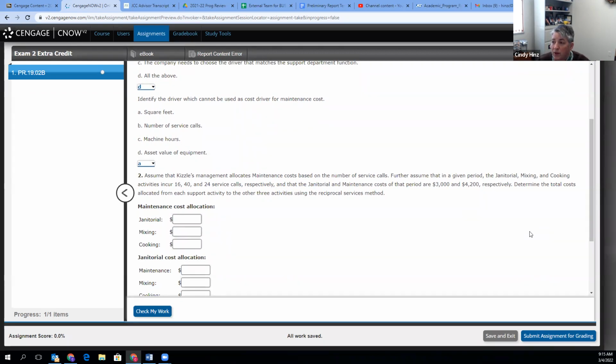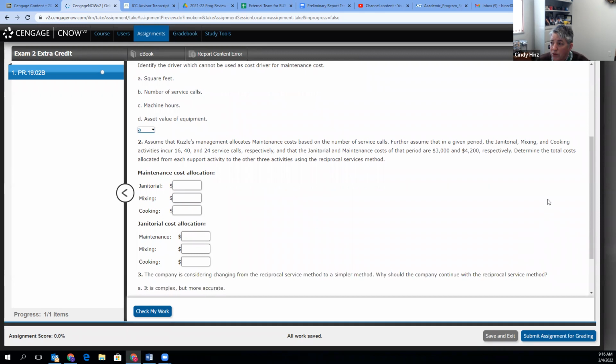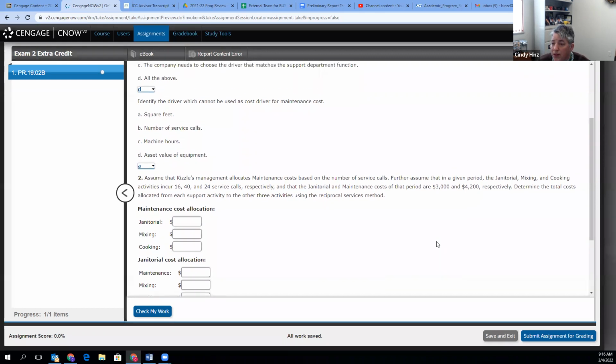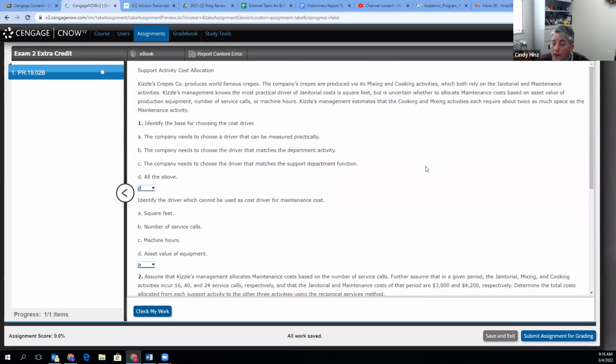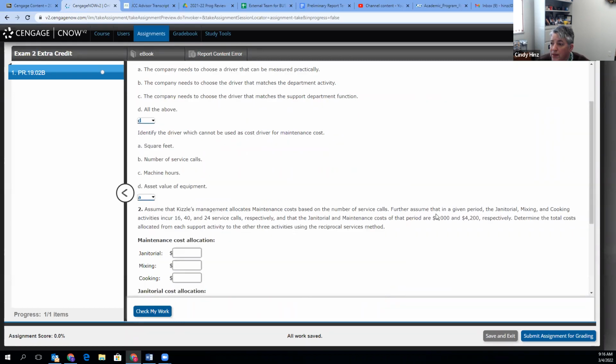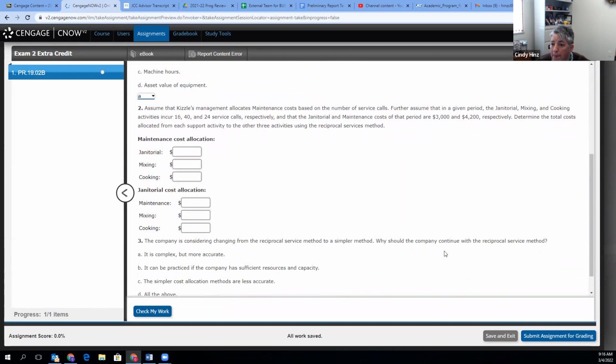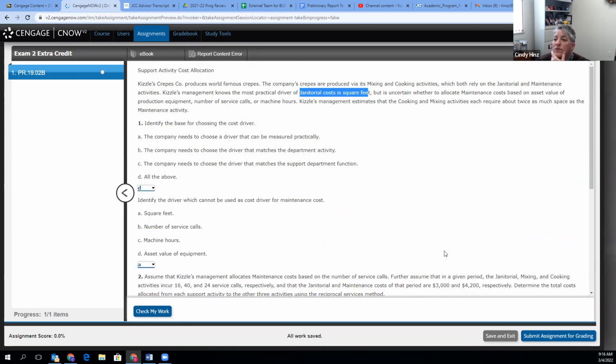Further, assume that in a given period, the janitorial, mixing, and cooking activities incur these service call numbers, and janitorial and maintenance costs are $3,000 and $4,200. We determine the total cost allocated from each support activity to the other 3 activities using the reciprocal services method. So we're going to allocate janitorial based on square footage. Where does it give us the square feet?